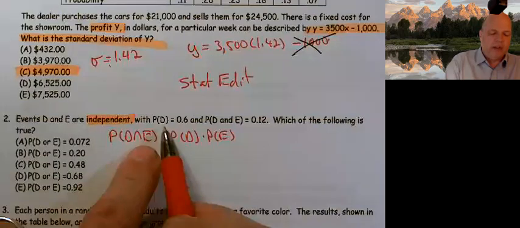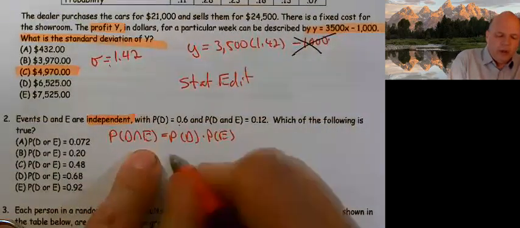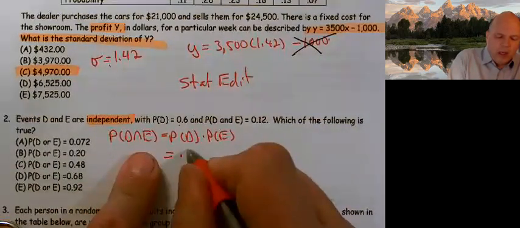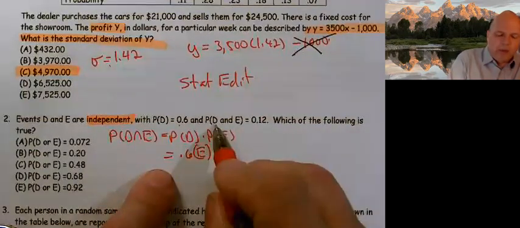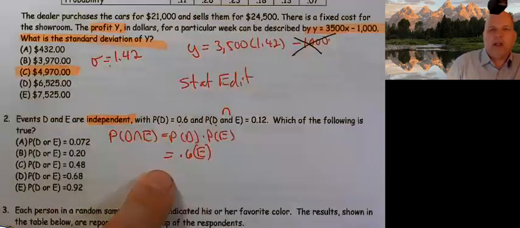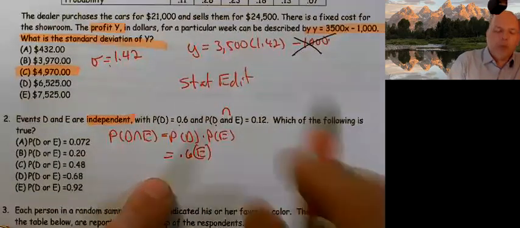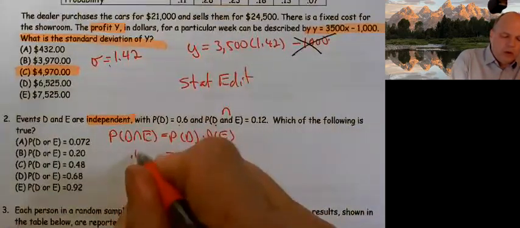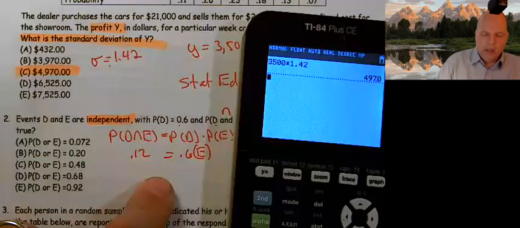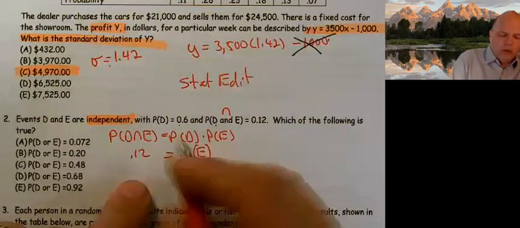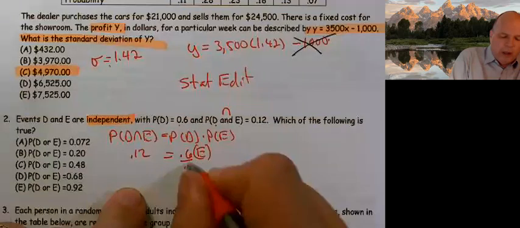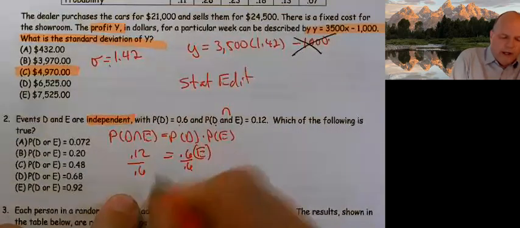Well, when I read it, they say the probability of D is 0.6, and they don't give me E, but they tell me the probability of D and E, that's my intersection symbol, is 0.12. Well, I can divide that out and go 0.12 divided by 0.6 equals 0.2. So when I divide this by 0.6, I find out that E equals 0.20.